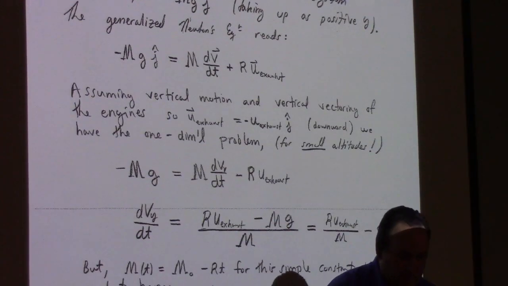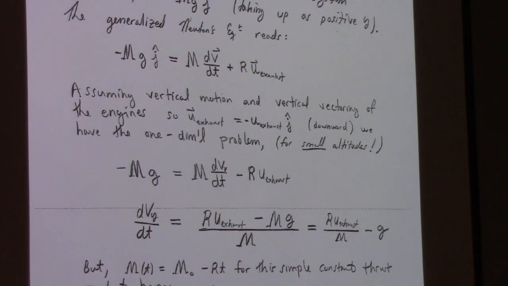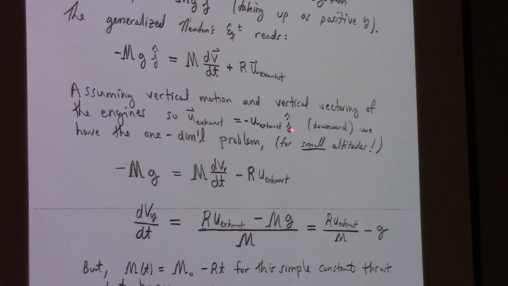Assuming vertical motion and vertical vectoring of the engines, the velocity of the exhaust would, of course, be downward, right? You'd want your rocket to eject its fuel downward. I think that's safe to say. I mean, I guess we're not rocketing to the center of the Earth, right?